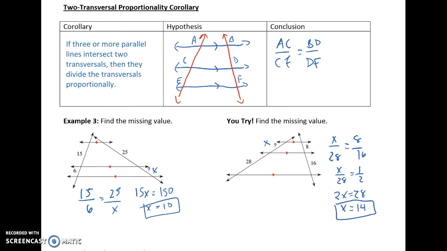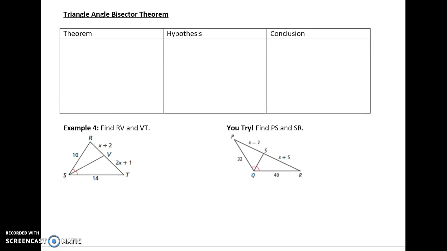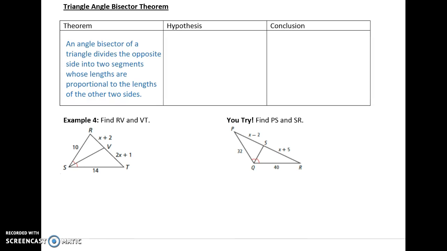All right. Last theorem. Now we're going to move away from sides and let's talk about the triangle angle bisector theorem. So this theorem says that an angle bisector of a triangle divides the opposite side into two segments whose lengths are proportional to the lengths of the other two sides.